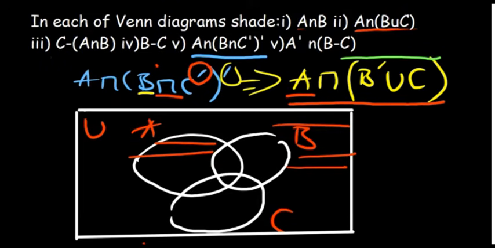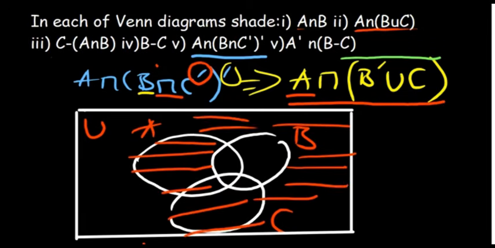So notice that I'm not shading anything within B. I'm just shading outside B. Now it's supposed to be combined. Union tells you to combine. So I can continue by shading every region that is part of C. I'll use the same color since it's the same set, B complement union C. So I'll shade the entire part of C. This is going to include a certain part of B.